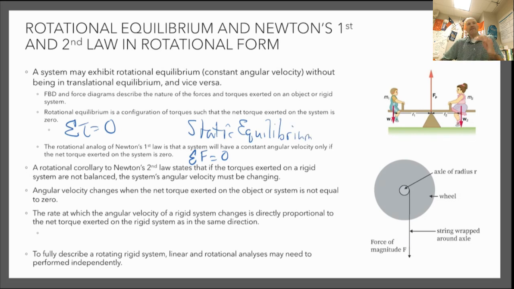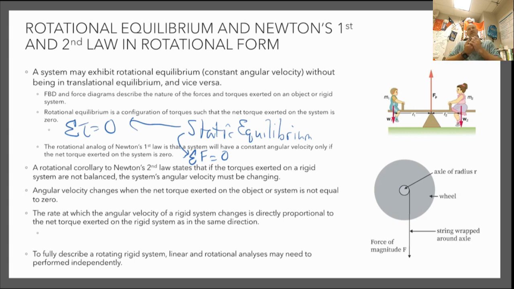So for an object to be in true static equilibrium, these two conditions have to be met. Okay. If one of those two is not met, then it is not in equilibrium because it is being accelerated in some way. So that is our first law, right? That is Newton's first law of rotation. What about the second law?